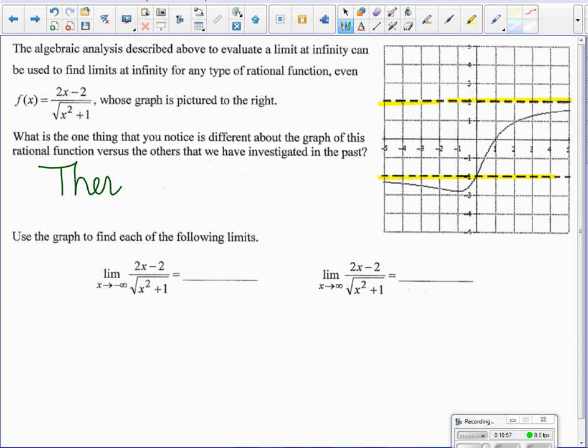There are two different horizontal asymptotes.